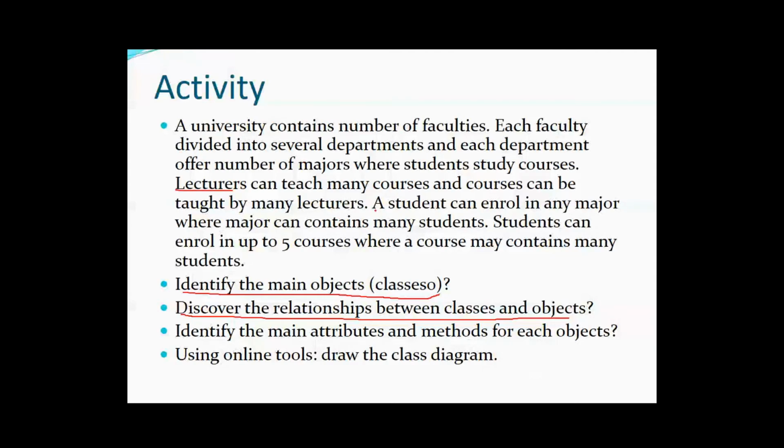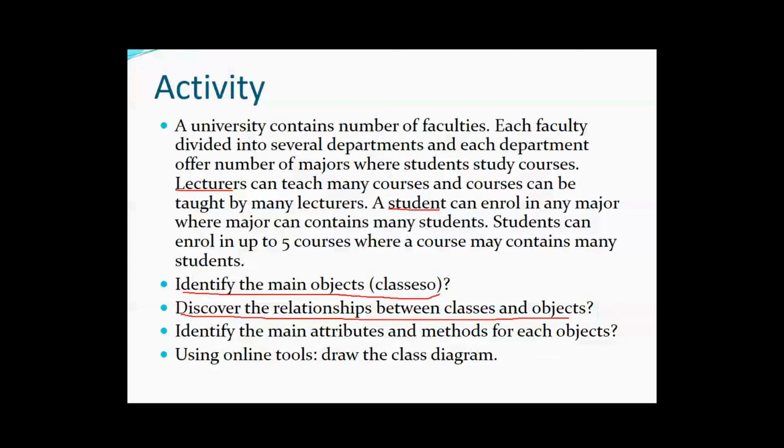So I can say that, for example, we have lecturer, we have student. What's the relationship between them? Identify the main attributes for each object and the main behaviors for each object. Try to use an online tool to draw the relationship between them. Just try. I'll create a link on the module so you can submit your answer on that link.